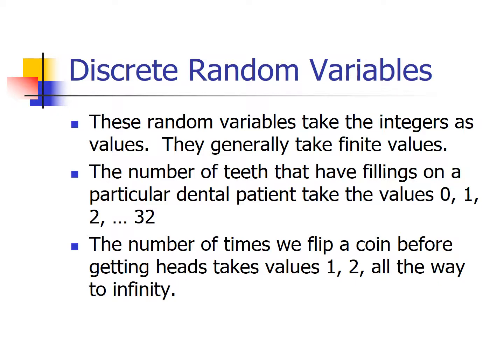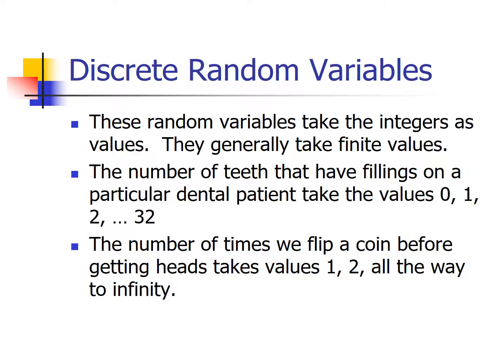Discrete random variables: this isn't a rigorous mathematical definition, so I'll be straightforward with regards to that, but it's a very good working definition, particularly for an introductory statistics class. Our definition for discrete random variables is that they're random variables that take the integers or the whole numbers as values. They generally, for us, will take a finite number of values, but again, they actually don't have to.